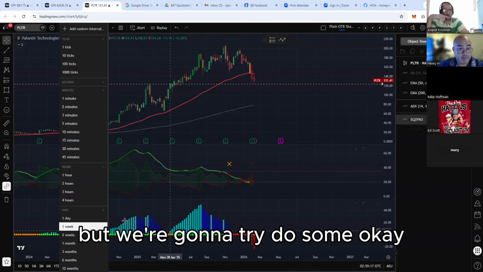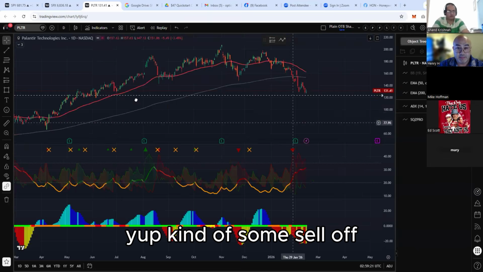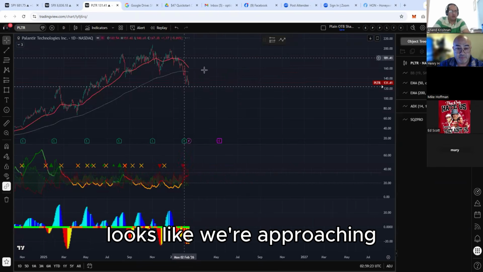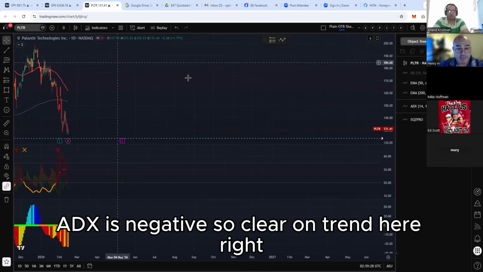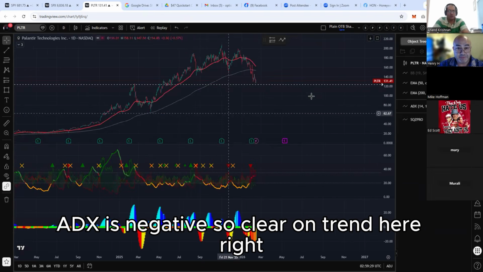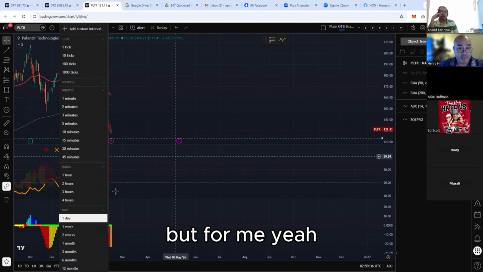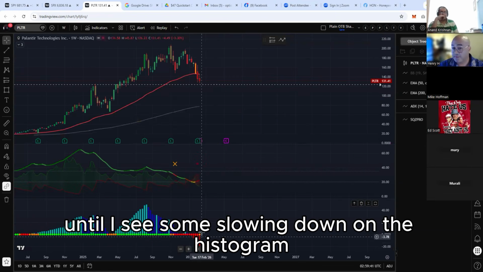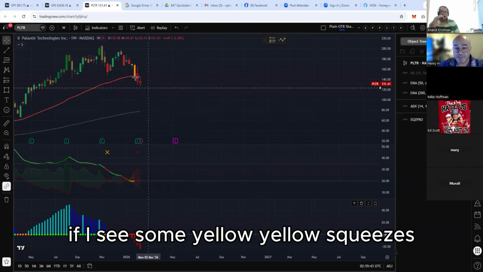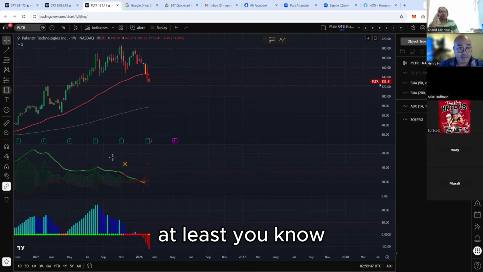So this one I've been seeing pop in the news lately. Kind of some sell-off. Looks like we're approaching what could be a death cross. ADX is negative, so it's a clear downtrend here. You could be guessing where the bottom is, but for me, I wouldn't touch it until I see some slowing down on the histogram, some yellow squeezes. There needs to be a base formation here.